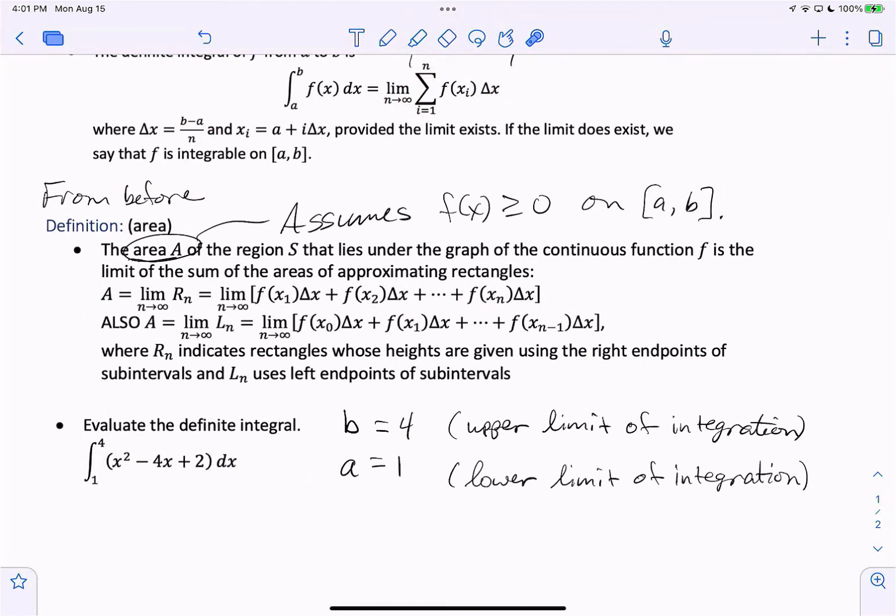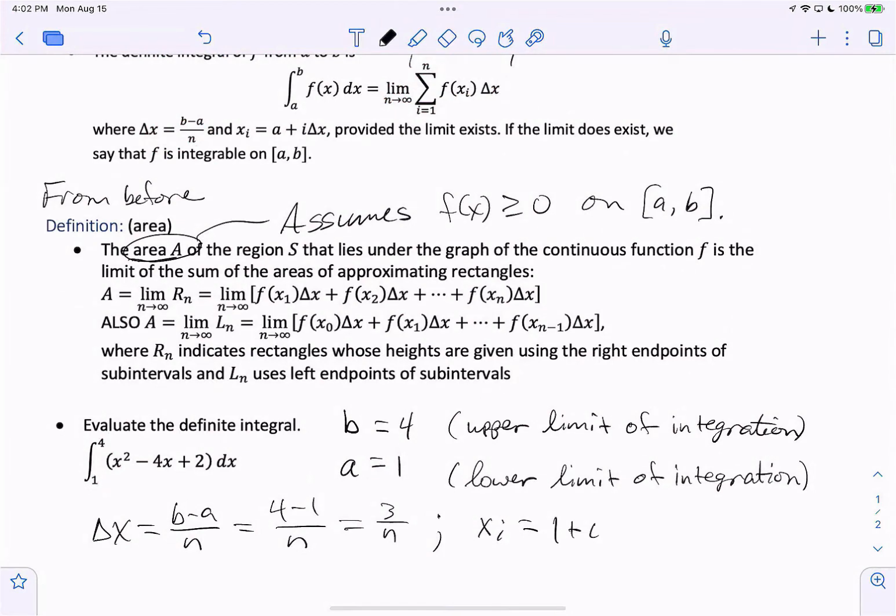Now, delta x being (b minus a) over n, in this case is equal to (4 minus 1) over n, and so 3 over n. X sub i is equal to a plus i times delta x, and so 1 plus i times 3 over n. This is what we're going to use to replace x in our function x squared minus 4x plus 2, because we're looking at f of x sub i times delta x.